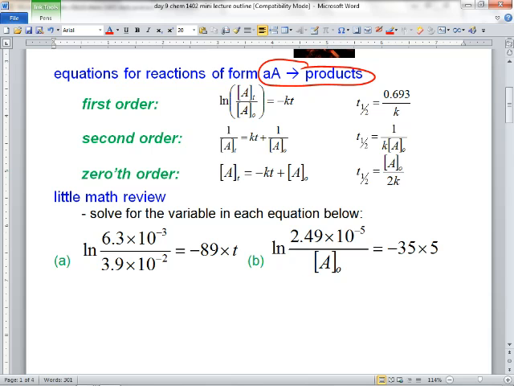So 6.3 times 10 to the negative 3, right? Take 6.3 times 10 to the negative 3, divide it by 3.9 times 10 to the negative 2, okay? And you get 0.16. So I'm not going to skip any steps here. I'm just going to write it all down.